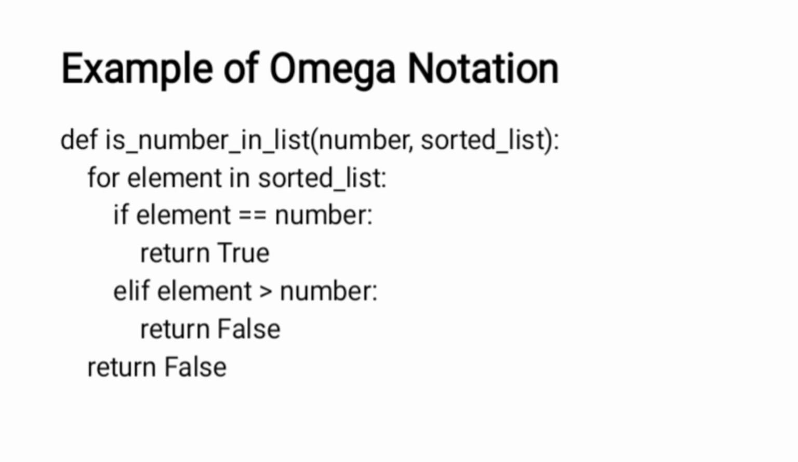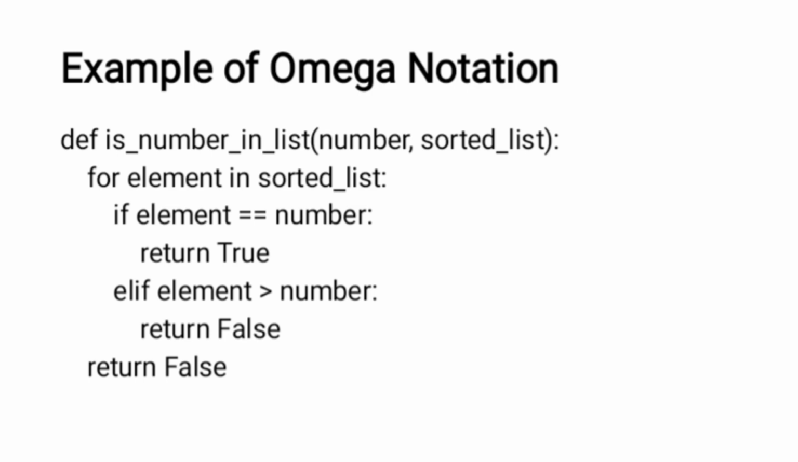This code defines a function called isNumberInList that takes two arguments, number and sorted list. It is intended to check if a given number is in the sorted list. In the first line, isNumberInList function is defined. And then iterating through the list. The function iterates through each element in the sorted list using a for loop and then checking the elements.